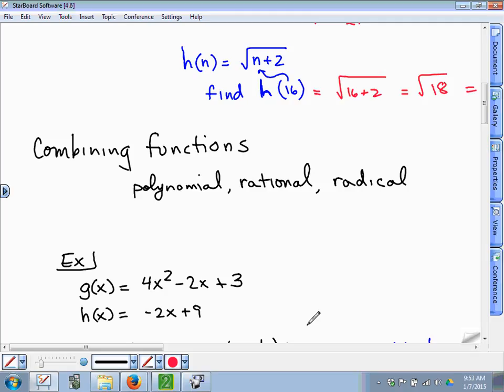This is the nice thing about function notation. We've got two different functions, so we can distinguish between the two by naming them different names, g and h.